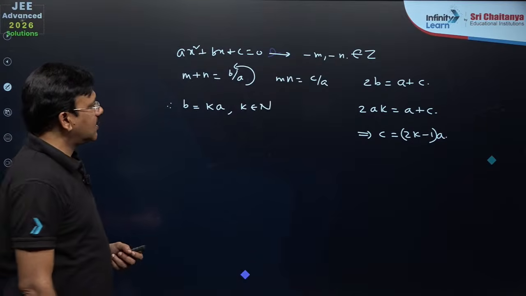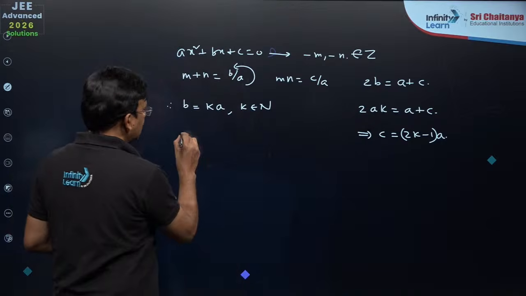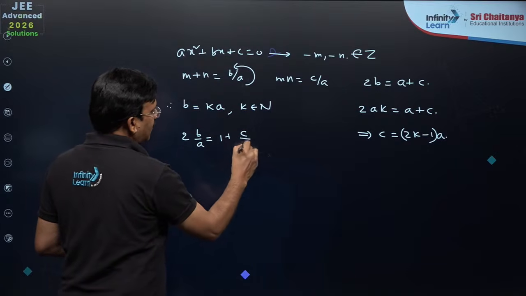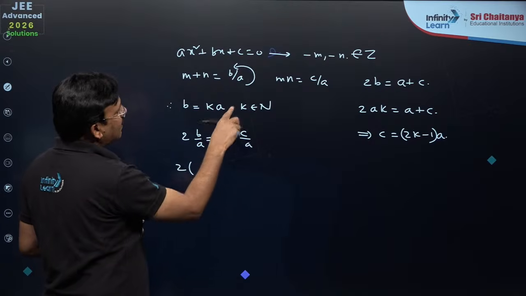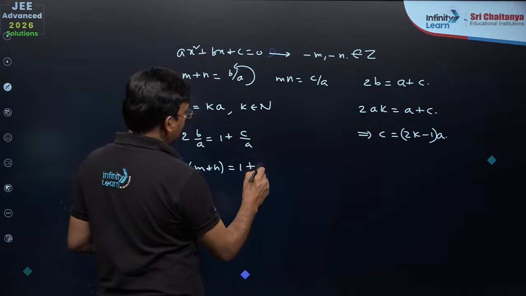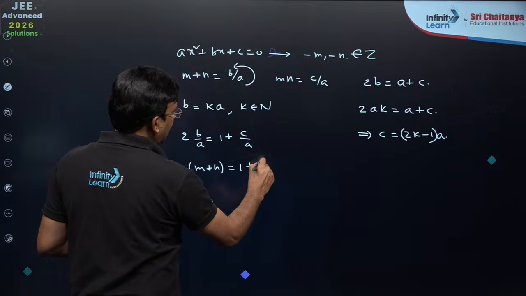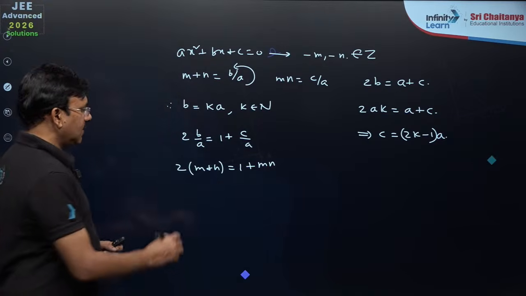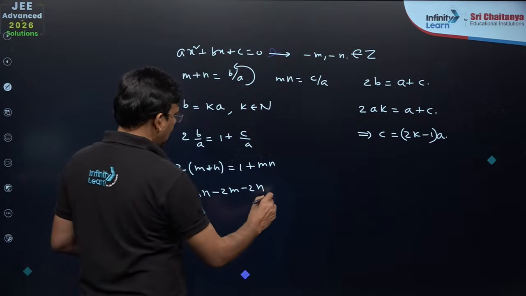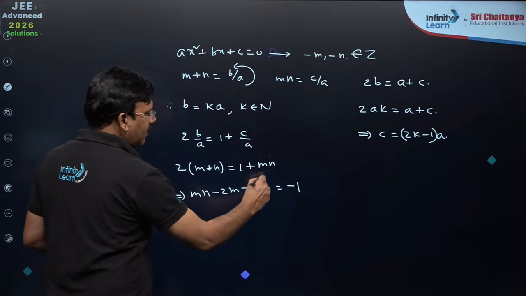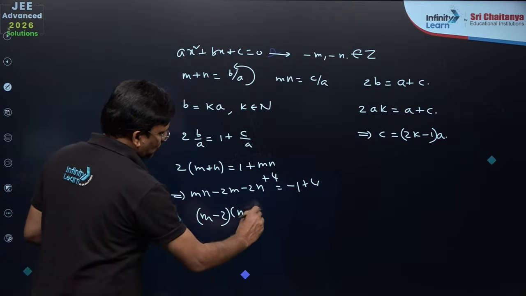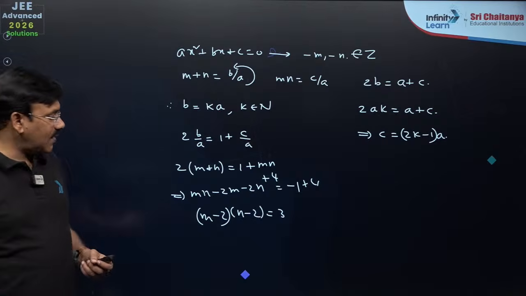Moreover, friends, if you divide by a, this becomes 2b by a is equal to 1 plus c by a. So b by a, which is m plus n, is equal to 1 plus c by a, which is nothing but 1 plus mn. Let us continue from here. Can I write it as mn minus 2m minus 2n is equal to minus 1? For completing this, add 4 on both sides. This is (m minus 2) into (n minus 2) is equal to 3. Do remember m, n are integers.